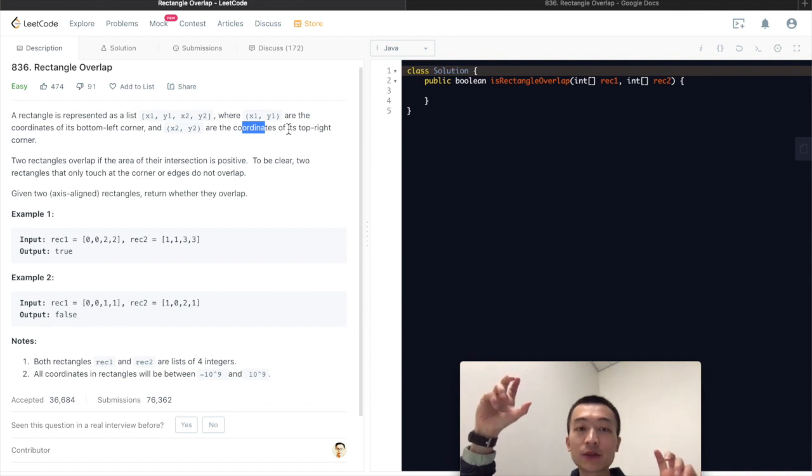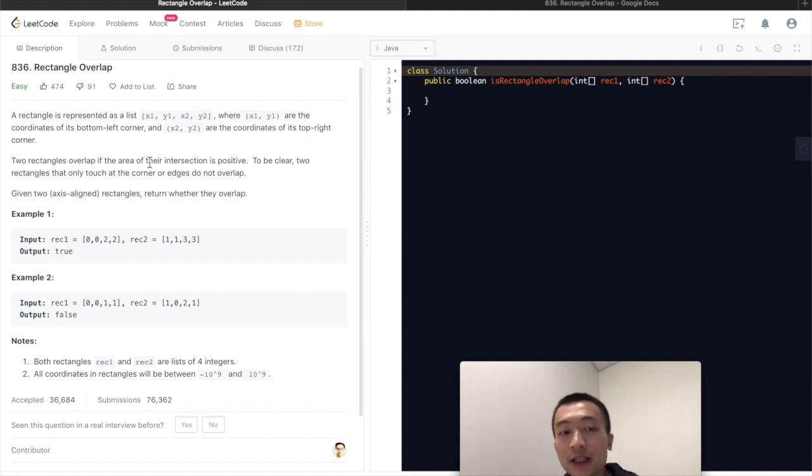So with these 2 points set on the 2D plane, we know exactly where the rectangle is lying on the 2D plane, right? That's what we were given to know where this rectangle is on the 2D grid. Two rectangles overlap if the area of their intersection is positive. To be clear, two rectangles that only touch at the corner or edges do not overlap.